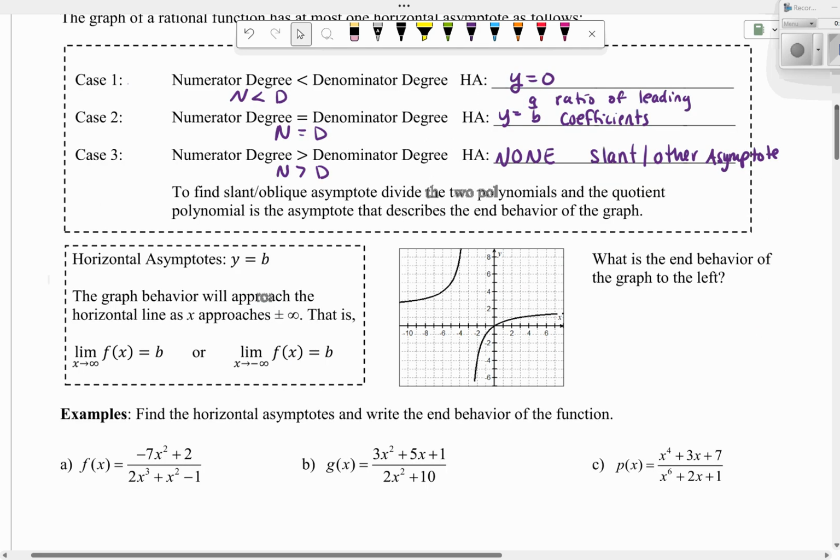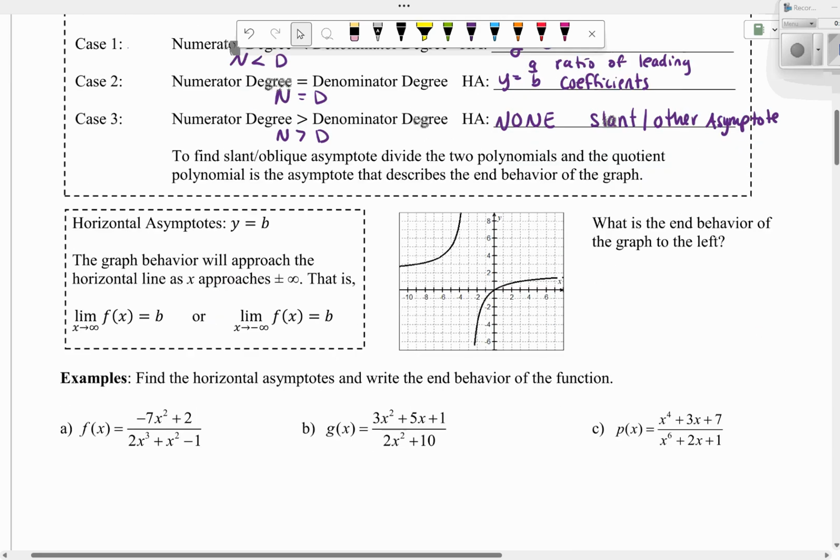So horizontal asymptotes: y equals b. The graph will approach the horizontal line as x approaches plus or minus infinity. That is, if we have the limit as x approaches infinity and you get some value, that means you have a horizontal asymptote there. Same thing for negative infinity. So if we look at this graph, what's the end behavior of the graph to the left? It looks like we have a horizontal asymptote right here at y equals 2.